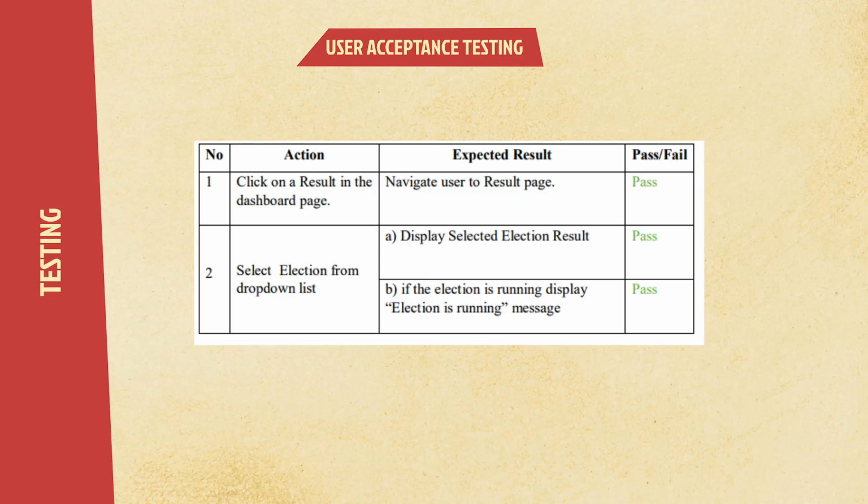The next testing approach we used is user acceptance testing. For user acceptance testing, we selected the result page. After the user clicks on result in the dashboard page, the system navigates the user to the result page. Select an election from the drop down list, and the selected election result is displayed. If the election is running, there will be a message that the election is running, so the result will not be shown.